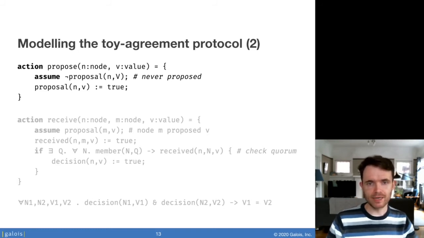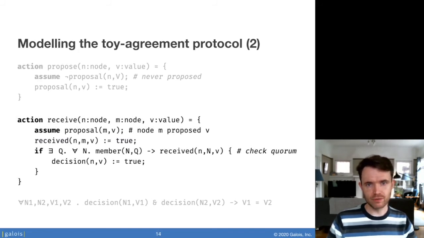Ivy interprets capitalized variables as universally quantified, so we can read this guard as ensuring that the node n hasn't proposed any previously proposed value. It then updates the proposal relation to record the value it chose. The result is that each node can propose at most one value, and it will pick that value non-deterministically out of the set of possible values.